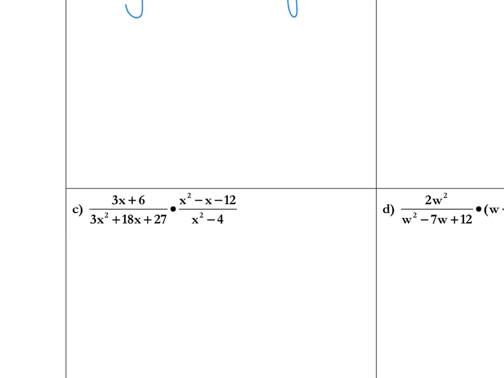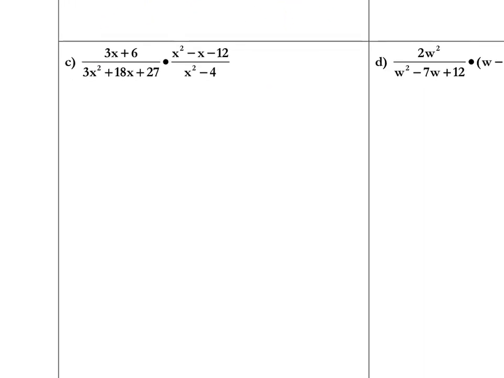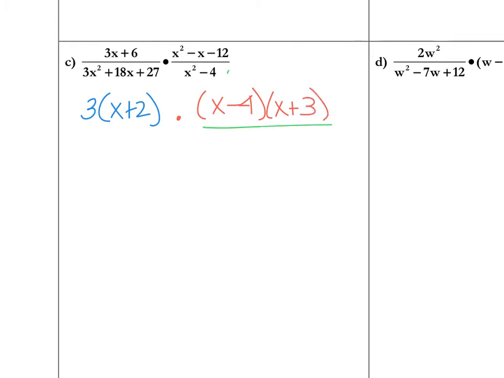All right, let's go down to example C. So once again, we've got some preliminary work to do. That numerator up here is going to be 3 times x plus 2. And then if I go straight across, that factors to x minus 4 times x plus 3. A was 1, there wasn't a GCF, so I didn't need to worry about anything. And then in the denominator, I have dots, so x plus 2, x minus 2.